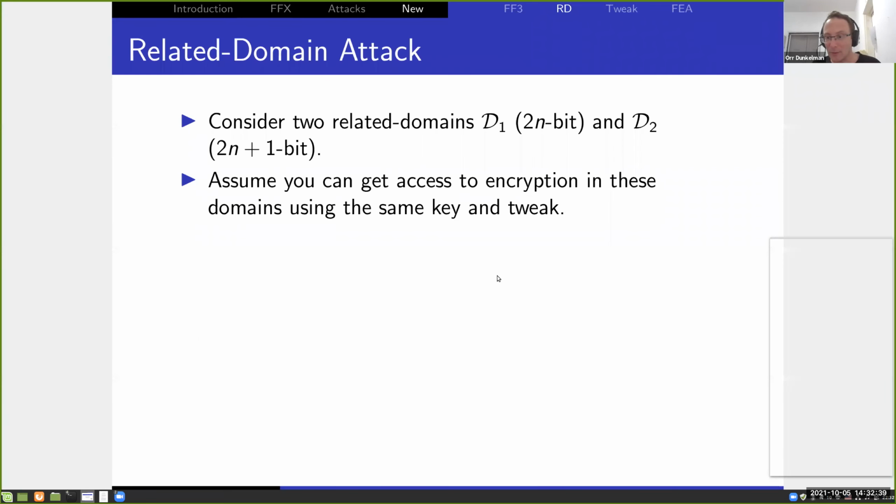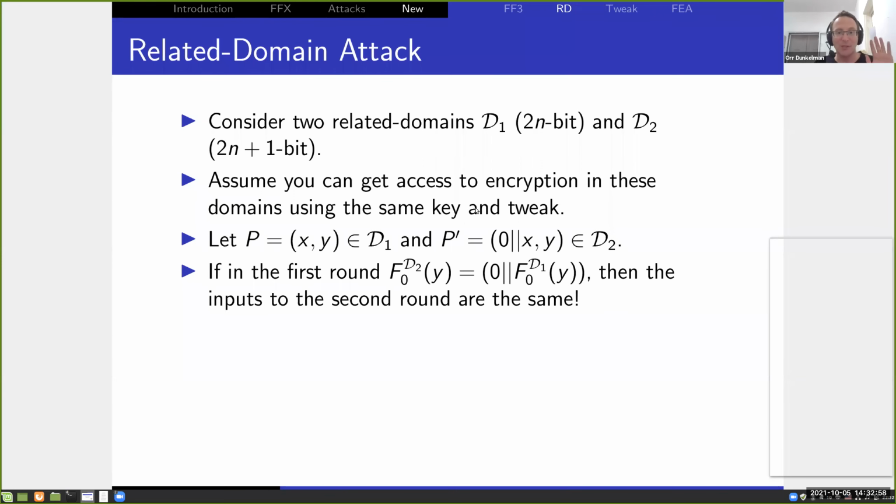Now, we don't really have a lot of time, so I'm just going to mention the related domain attack. So what happens if you have 2 domains, D1 and D2, which are just 1 bit apart? And I'm allowed access to encryption in both domains. And this is true for FF3 and FF3.1. And I'm trying to do something like that.